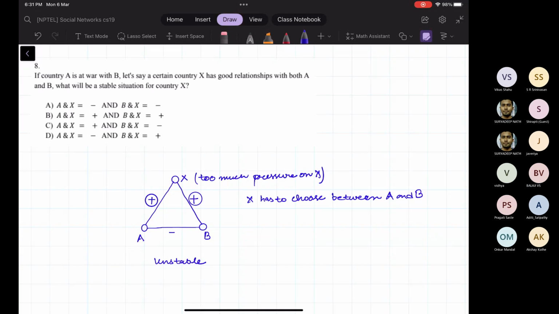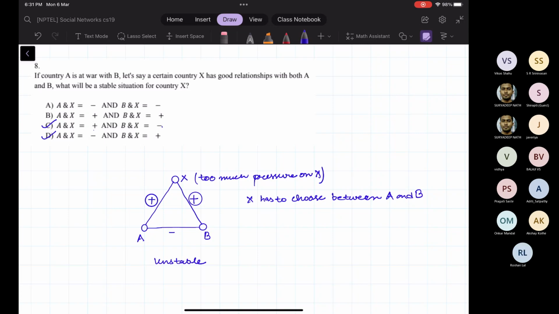So there can be two possible answers over here. If you look at option C, A and X remain positive, but B and X has turned negative. So this is one stable situation, or A and X cuts off ties but X remains friends with B. So both C and D can be correct answers for this question.